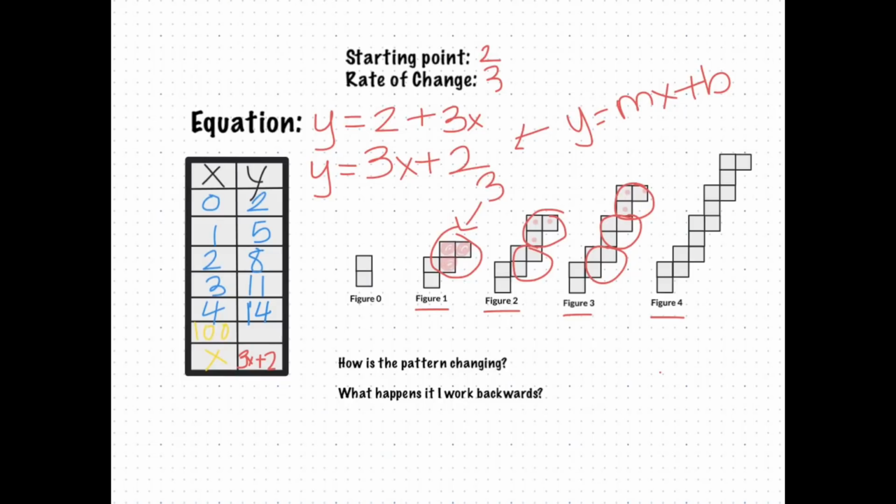So now we have to figure out how many tiles our pattern would have at figure 100. And to do that, all we do is substitute the 100 in for x. So for figure 100, we have y equals 3 times 100 plus 2. 3 times 100 is 300 plus 2, 302.